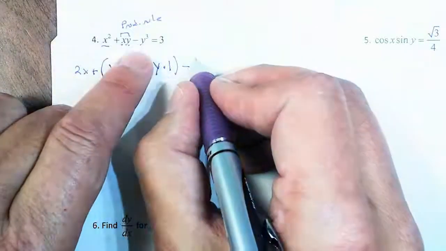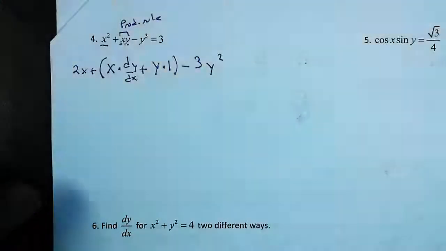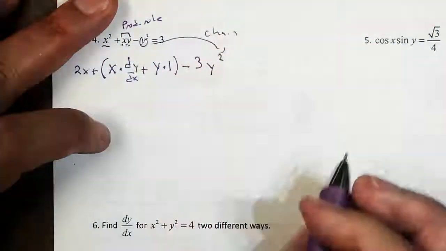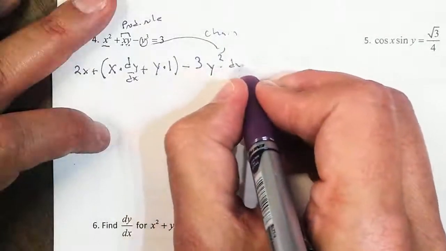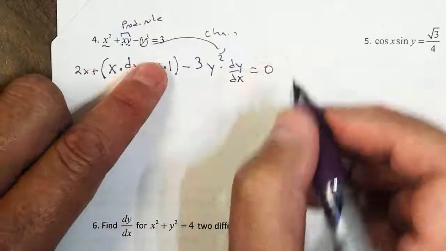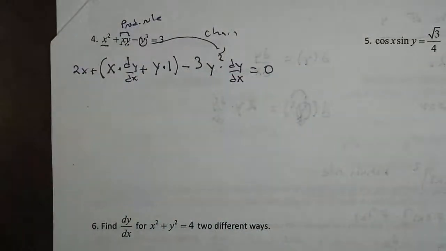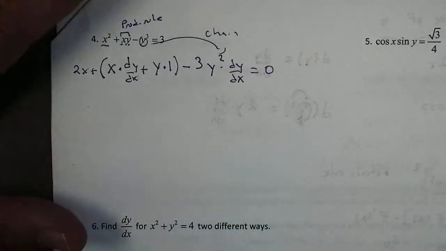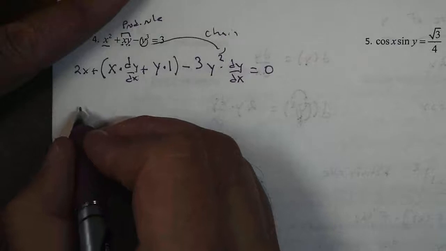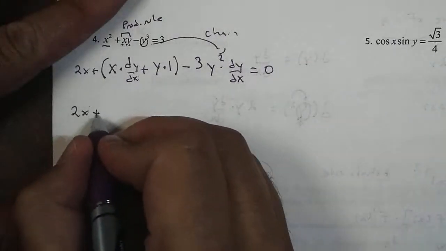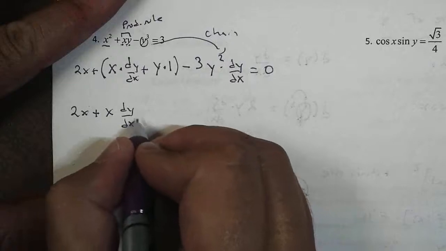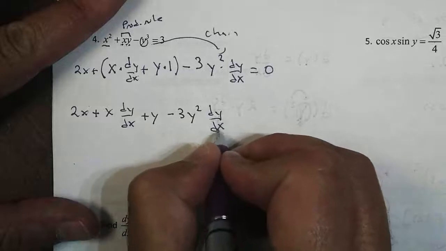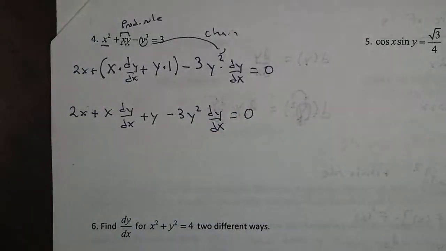So that becomes 3y squared. But don't forget, it's a chain rule. It's really a chain here. Nobody remembers that, but it is dy dx, and that's going to equal 0 because the derivative of 3 is 0. It's chain rule, but most people just remember, there's a y, I take the derivative. That's all they do. Solving this one, we get 2x plus x dy dx plus y minus 3y squared dy dx, and that's going to equal 0 for us.